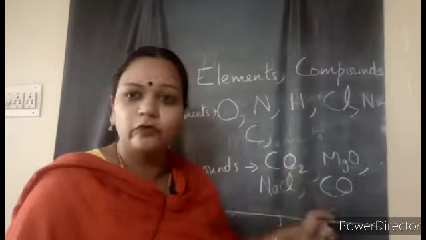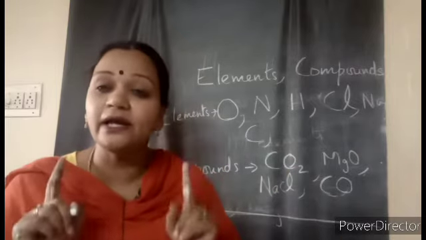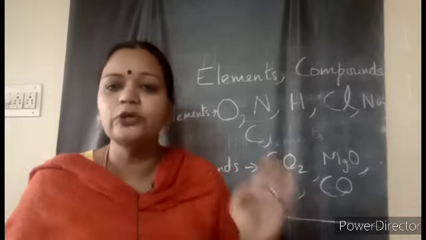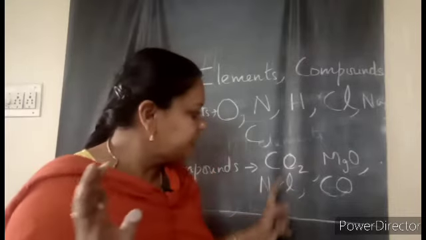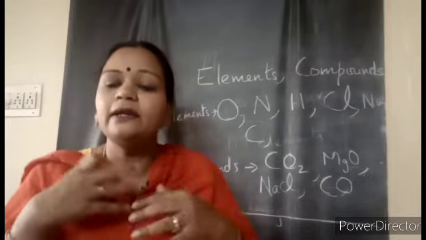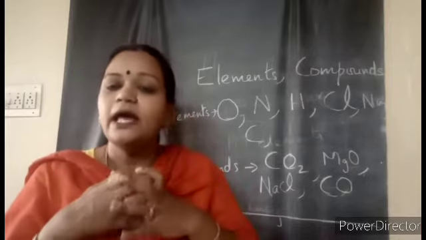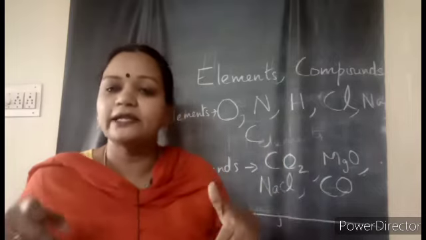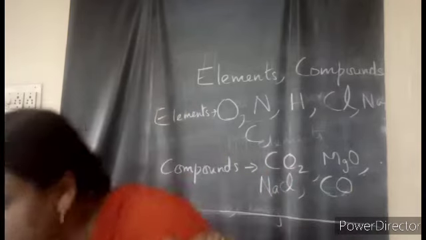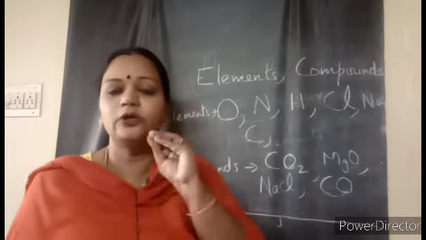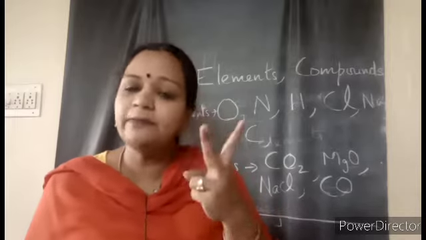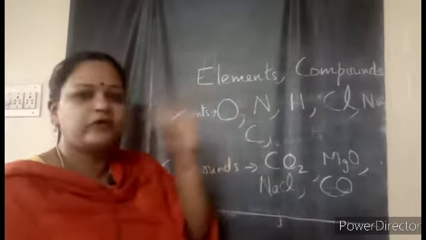So these compounds form due to chemical reactions, not like just mixing sugar and water. No, that is just mixing and no new substance is formed, I said. But here each and every compound is formed when the elements combine chemically, and separating them or getting them back is not that easy. Now, elements: what are they? They are pure substances made up of the same type of atoms.